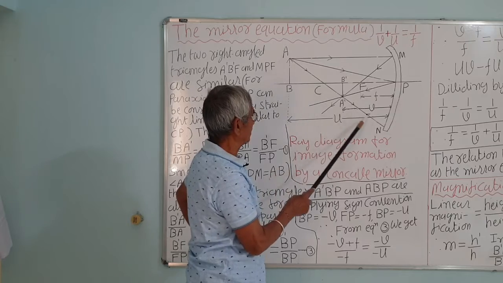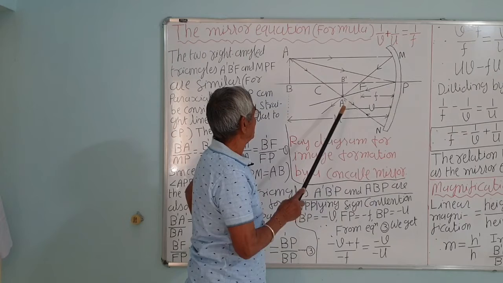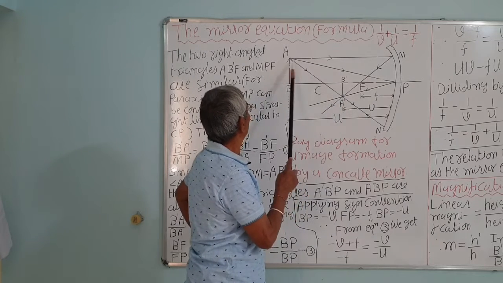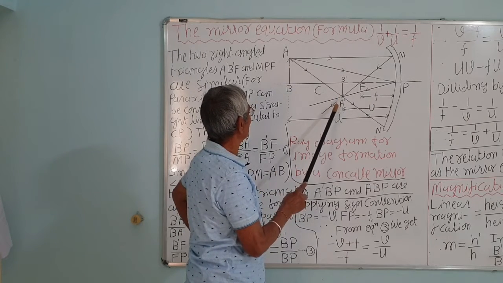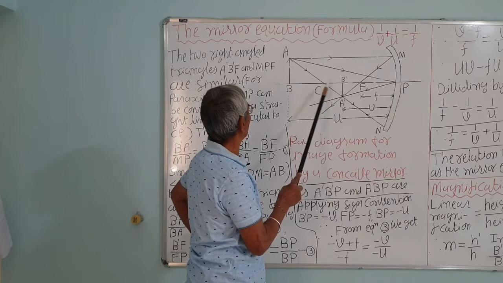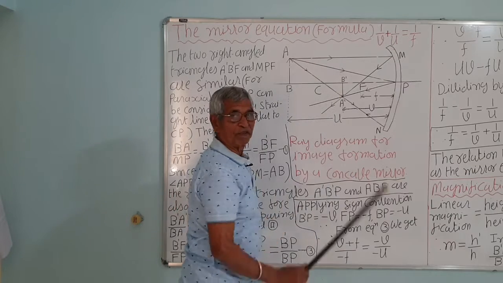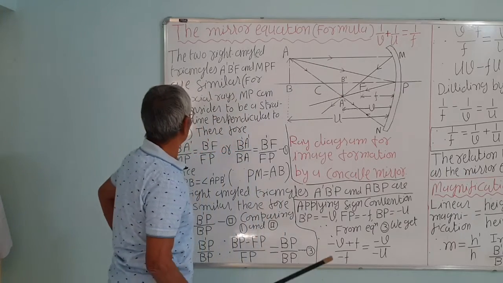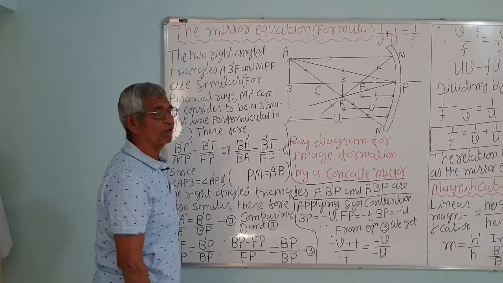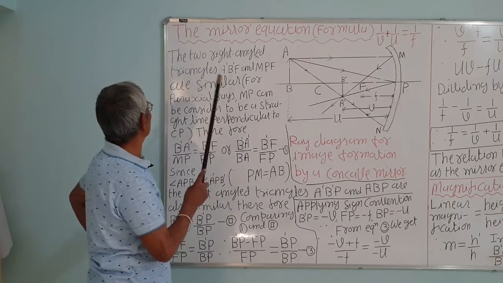It is coming like this and reflecting like this, so it will retrace its path. So this is the image of AB, A dash B dash. You can take other rays from here and form the image of this part and this part. So for convenience of study, we have taken only limited rays, 3 rays. You can also prove it by taking 2 rays.